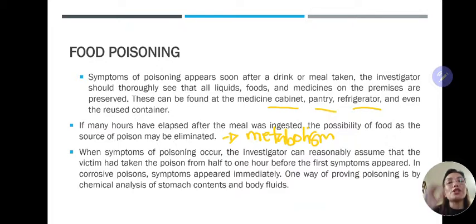When symptoms of poisoning occur, the investigator can reasonably assume that the victim had taken the poison from half to 1 hour before the first symptoms appeared. In corrosive poisons, symptoms appear immediately. One way of proving poisoning is by chemical analysis of stomach contents and body fluids.